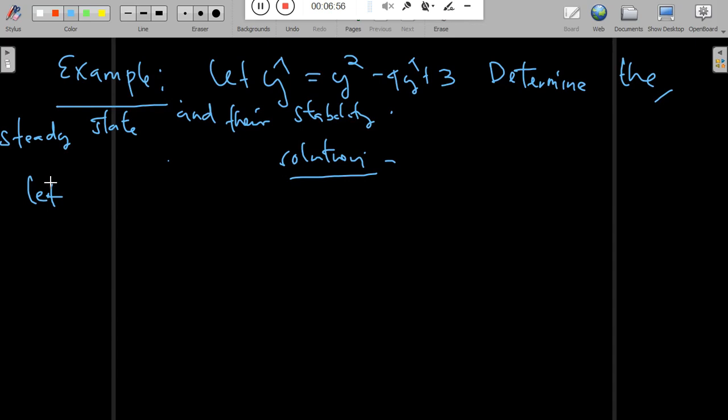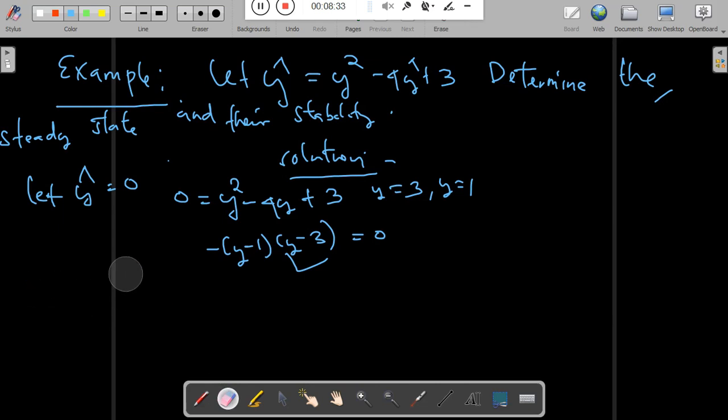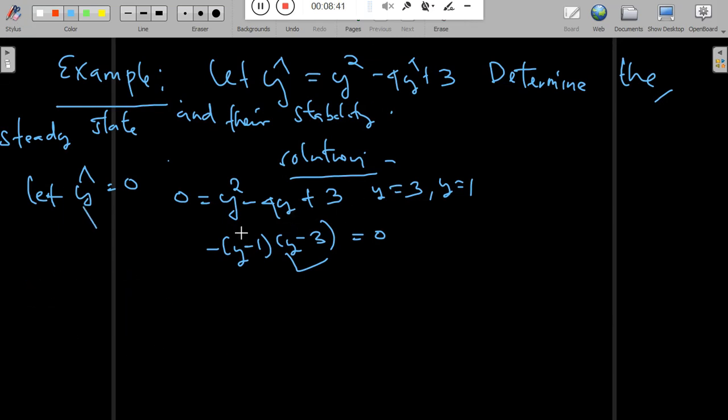For example, if y estimated is equal to y squared minus 4y plus 3, we are required to determine the steady state and their stability. Let y estimated be equal to 0. So 0 is equal to y squared minus 4y plus 3. We factorize to get y minus 1 times y minus 3 equal to 0. You may even apply a calculator to solve this kind of second degree equation. So the values of y will be y equal to 3 and y equal to 1.